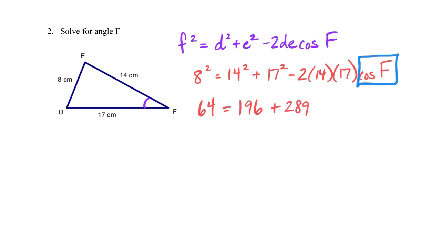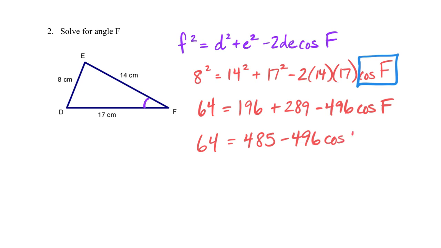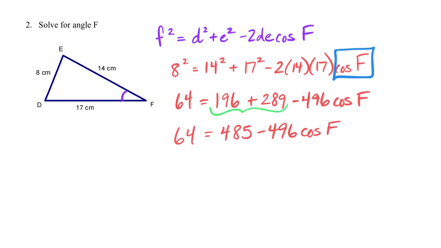Okay, these calculations are a little more difficult than the last ones. Now I need to take my 2 times my 14 times my 17. That is a 496 cos F. Okay, I can now collect, and I just want to show you guys something because this is going to be the most common mistake you make. Let's say that I put that together just so we can see it really explicitly. I went and all I did was just collect my 196 plus my 289.